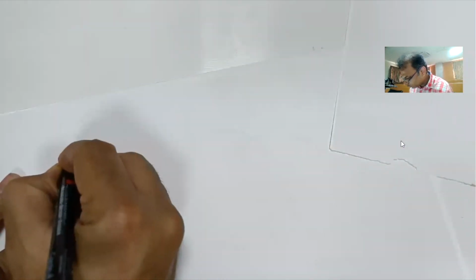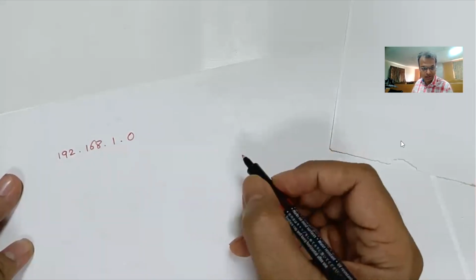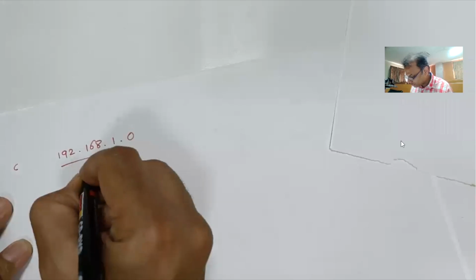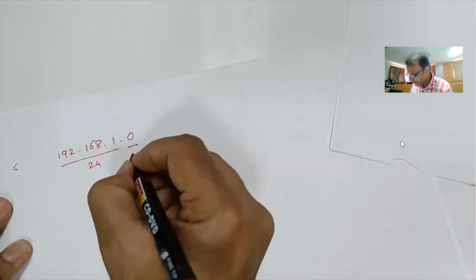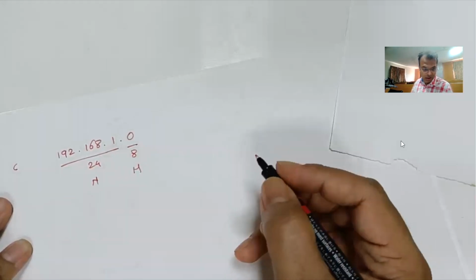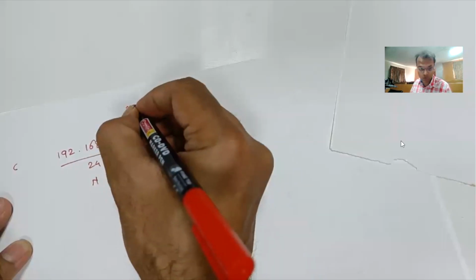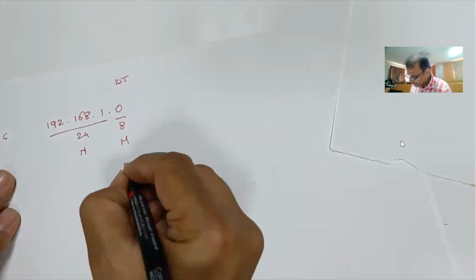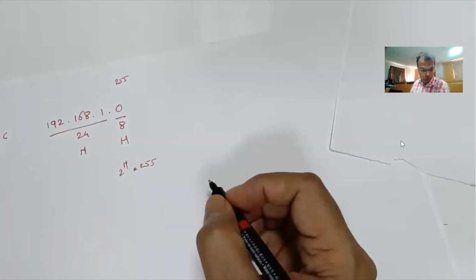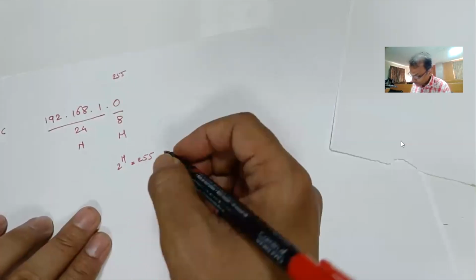So let's say 192.168.1.0. This is the IP address I have got. So obviously this is class C, where the first 24 are network bits and these are 8 host bits. Now here, how many hosts are possible? It is 255 hosts. So that is 2 raised to h equal to 255. Now I have also given you the concept of network address and broadcast address. What is the network address?